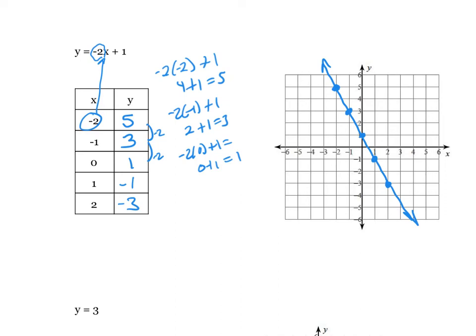Now, if you were graphing these points and you ended up with a point like, let's say, here instead of here, you would know you did something wrong because the points weren't all lining up. So that's a good check. All the points should line up in a straight line.